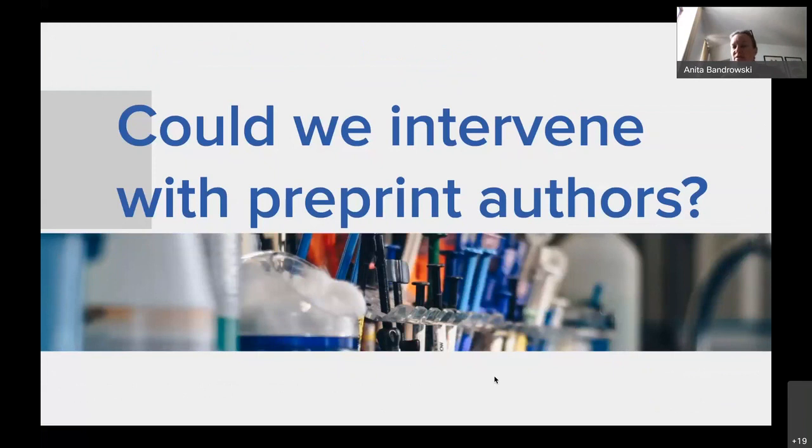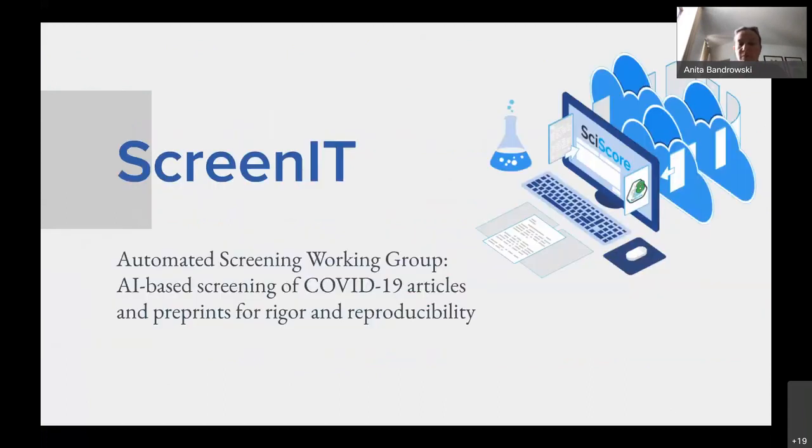So now we're going to start to get into this question of, can we actually intervene? And can we intervene with traditional publishers? This is where the SciScore tool really is being used currently in the AACR literature, and people are running that tool multiple times on each paper. But can we actually do it with preprints?